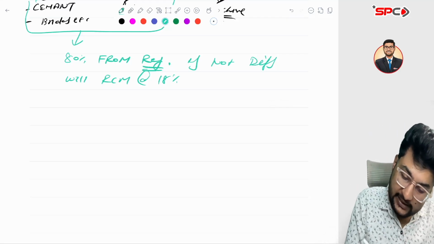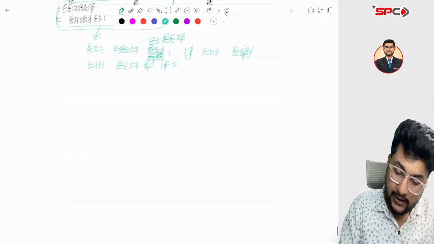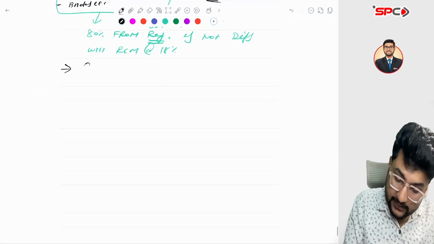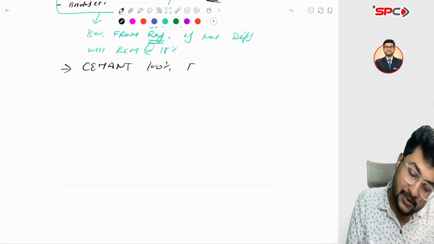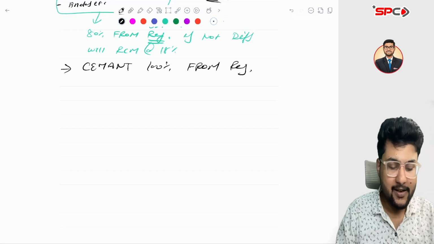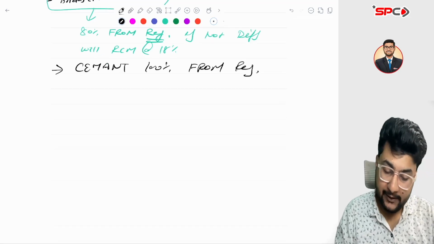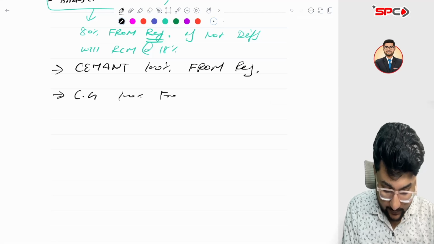Either you have purchased from registered persons or you have paid RCM on it. Okay. And in which cement should be 100% from registered, because cement is a very significant portion in construction. So cement should be 100% from registered and capital goods should be 100% from registered.